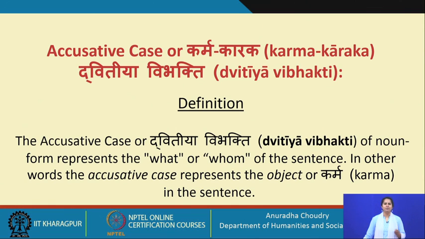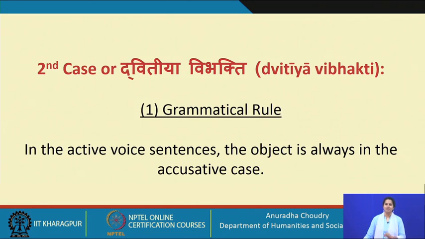Now, what does that mean in a simpler sense? It would be that if I said, I eat an apple, then what is the verb? The verb is eat, and the question with the verb is eat what? So, the answer to that is the object, and that here is the accusative, which will be given the accusative case and also the karma karaka. Now, this is the first simple rule and most widely used application of the second case. It says that in active voice sentences, the object is always in the accusative case.